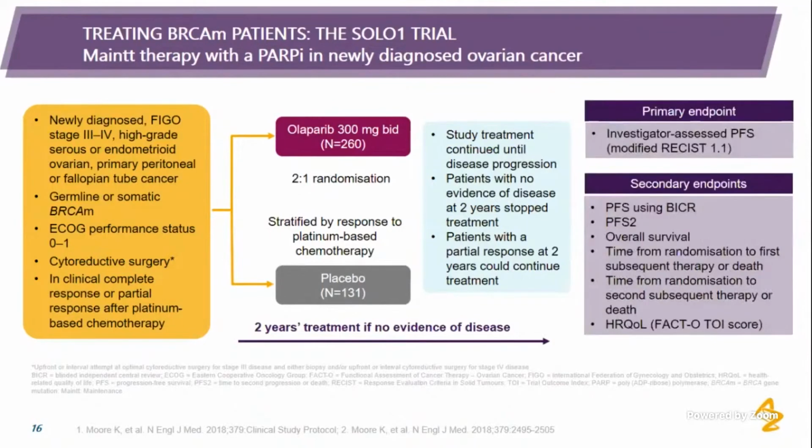So in SOLO-1, patients were randomized in a 2:1 ratio to olaparib at 300 mg BD versus placebo, with 2 years of treatment if there was no evidence of disease, and the primary endpoint being PFS.